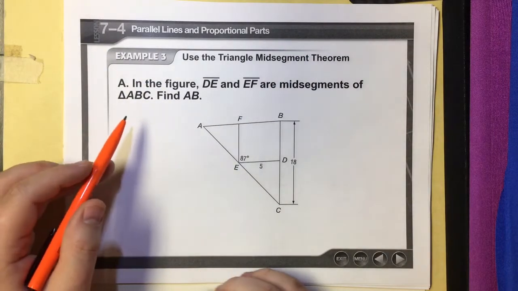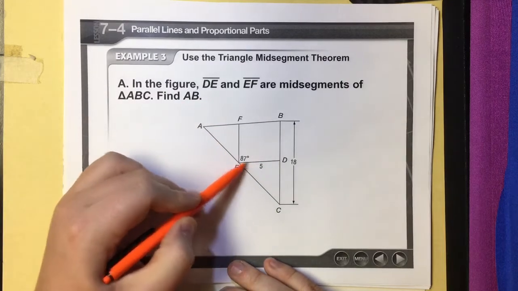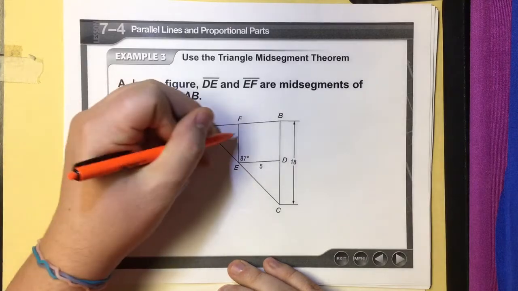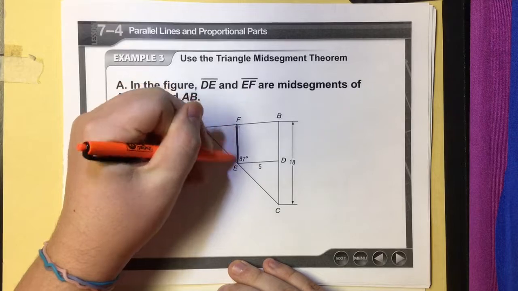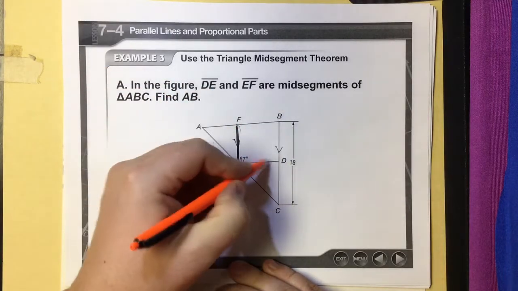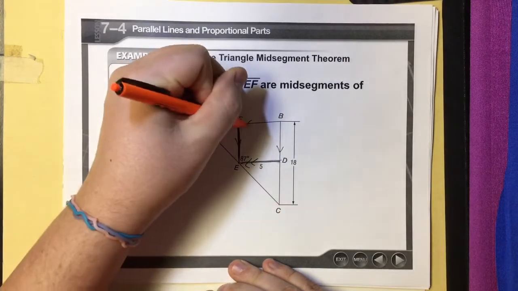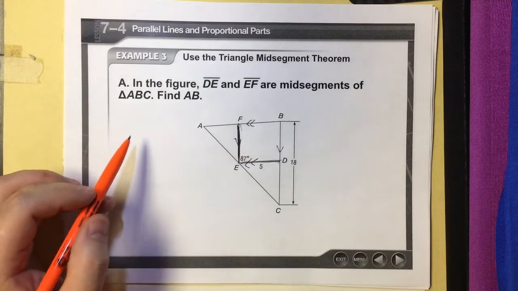But let's solve some problems. It says DE and EF are both mid-segments of the triangle. So that means FE is the mid-segment and has to be parallel to that side down here. This side is also a mid-segment, and it has to be parallel to that one. But let's find out what they actually ask for.